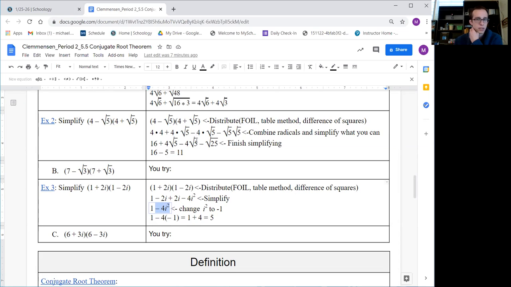Once I FOIL it, I combine my things, like the 4 and the 5 become a 4 root 5, the 5 and the 5 become a square root of 25, and I do some simplifying. These two cancel, this becomes a 5, simplify. Same thing down here. FOIL it all out. Simplify the middle 2 by getting rid of it. Change that i squared into a -1. And then do a little bit more simplifying and then you're done. All right? That's simple.